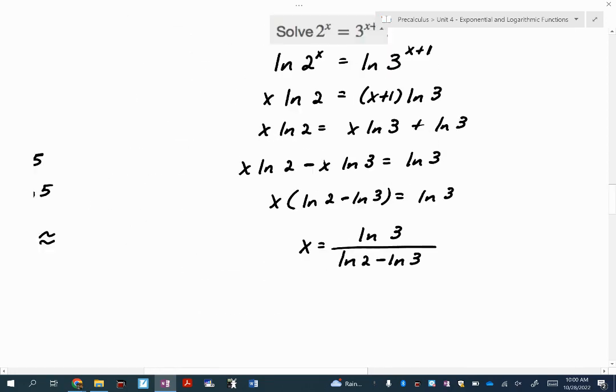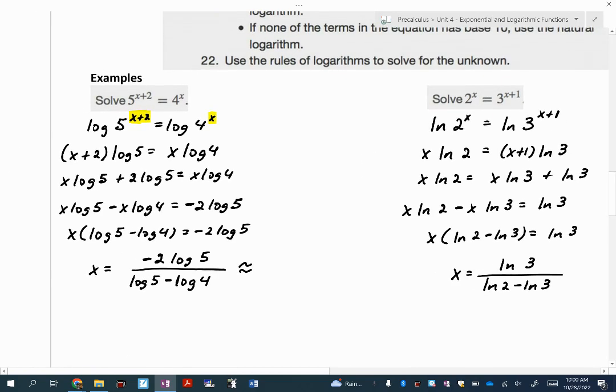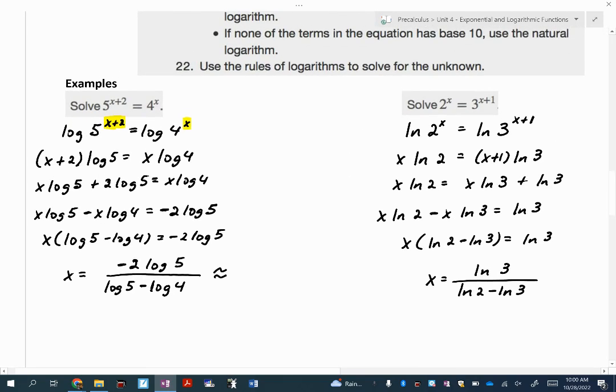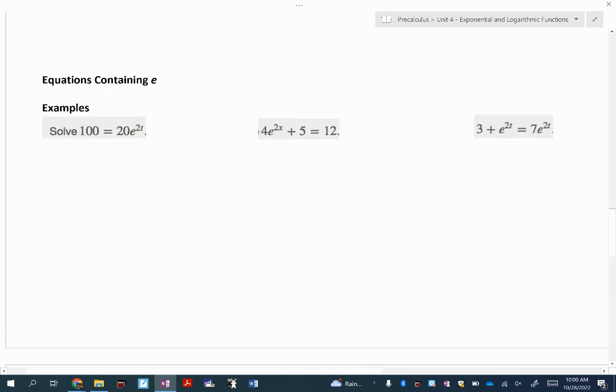Okay, so that's the necessity, or the need, for logarithms: trying to solve these exponential equations when you're unable to rewrite their bases to be the same base. Okay, let's solve some of these containing e.